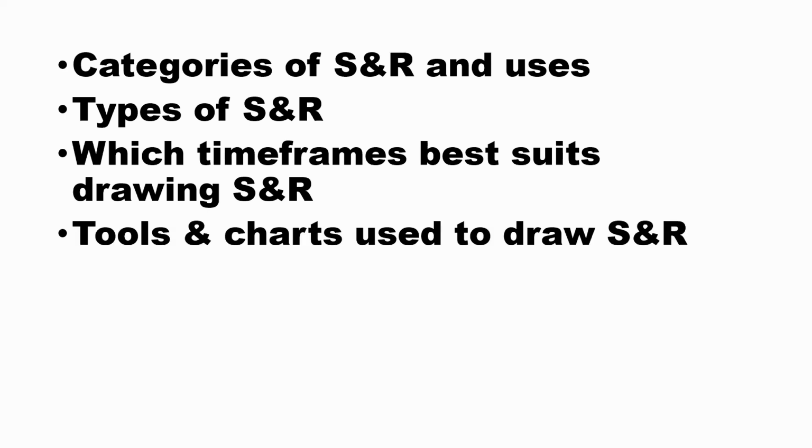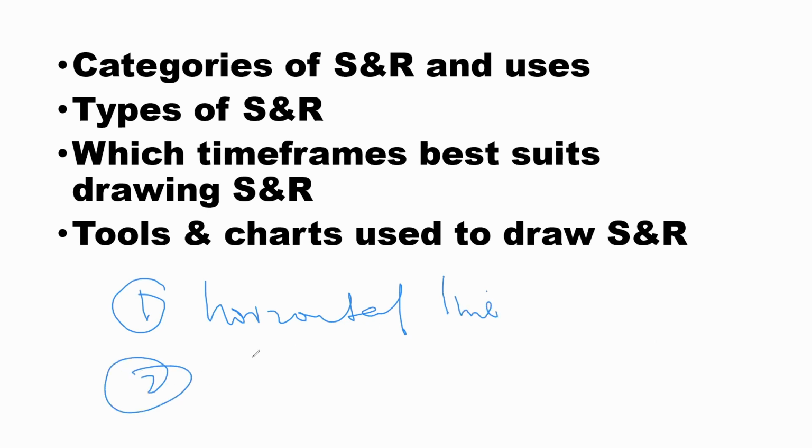Now, the last one is the tools and charts to draw the support and resistance. Let's start with the tools. What tools do we use to draw this support and resistance? The first one is the horizontal line, which I already mentioned. Then the second one is the slab, or what you call the rectangle. These are all there on your charting platforms like TradingView, or cTrader, or if you use the MetaTraders, MetaTrader 4 or MetaTrader 5, they're all there. So we are going to use horizontal lines or the slabs.